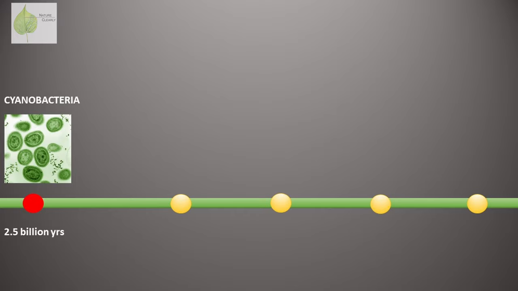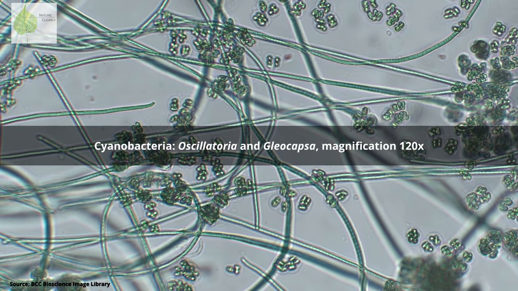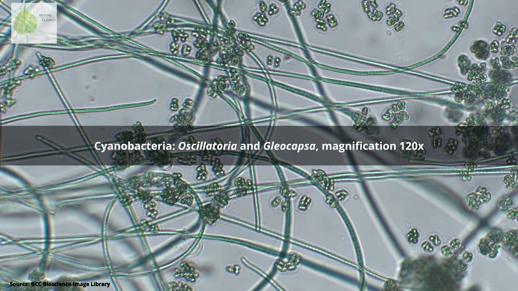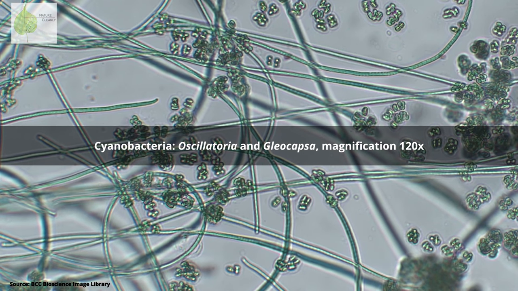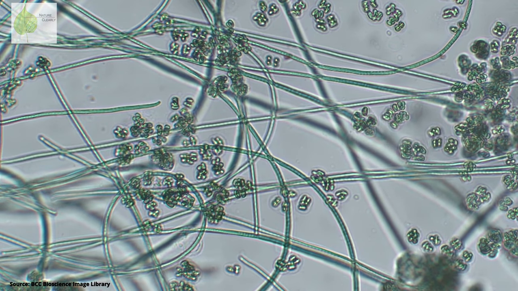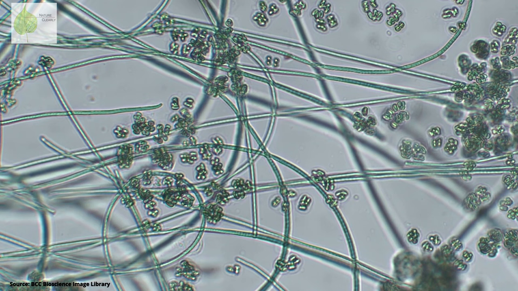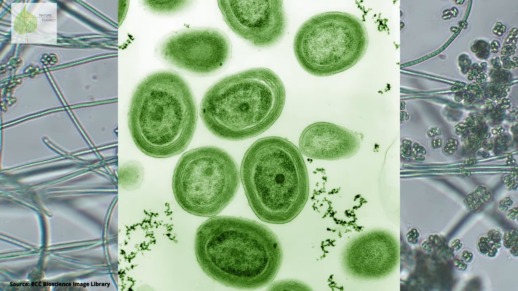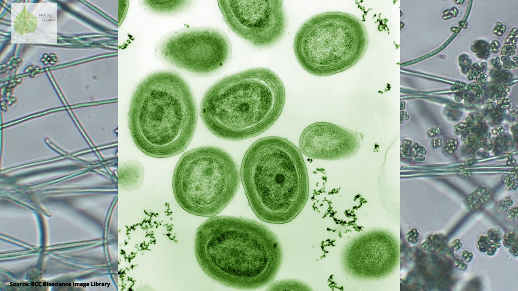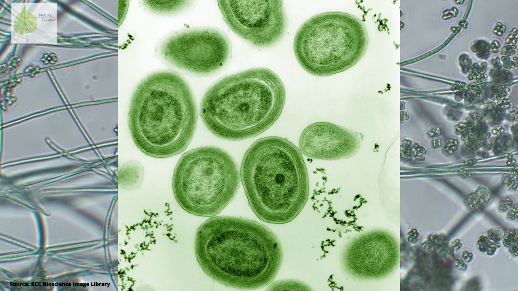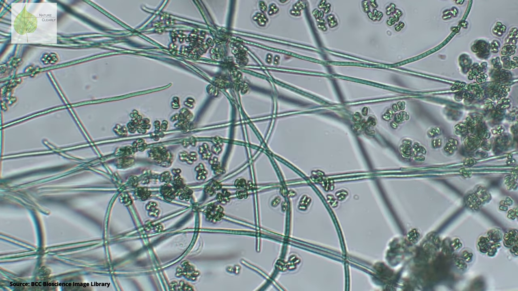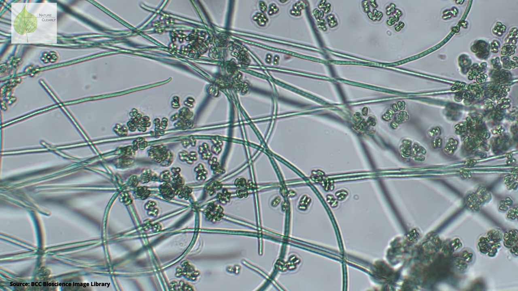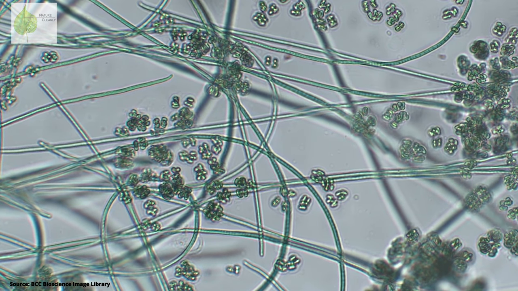Before there were any plants, there were cyanobacteria, which perform photosynthesis and as a byproduct produce oxygen. In fact, they were the first organisms on Earth that started releasing oxygen into the atmosphere. However, cyanobacteria are not classified as plants, and even though they're green, they don't really resemble plants. And that's assuming you can even see them in the first place, since they're microscopic in size.